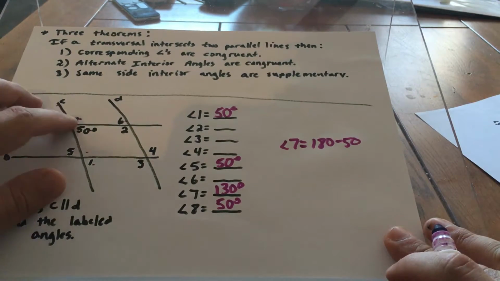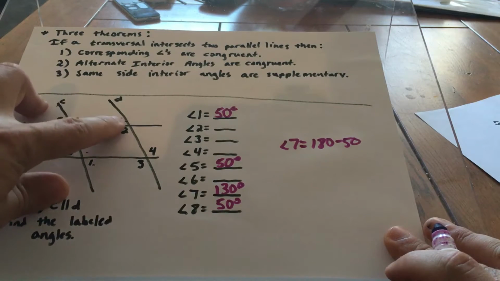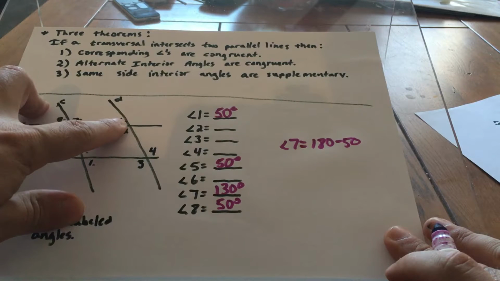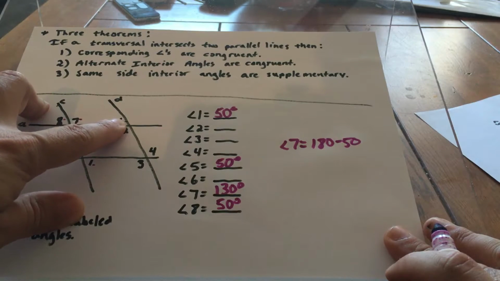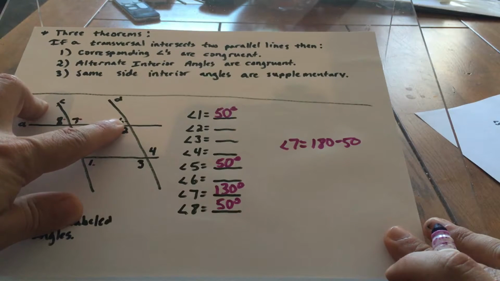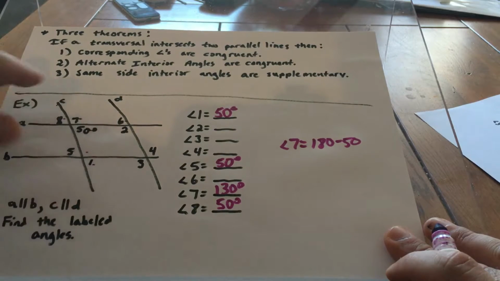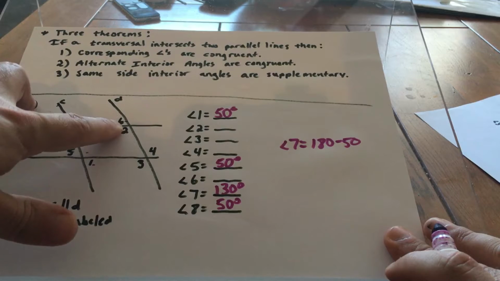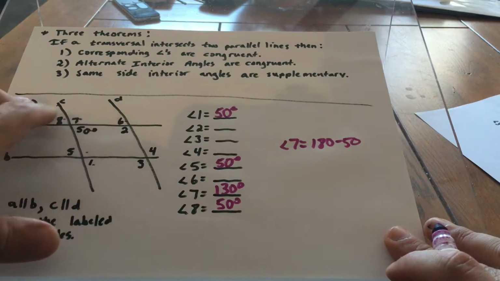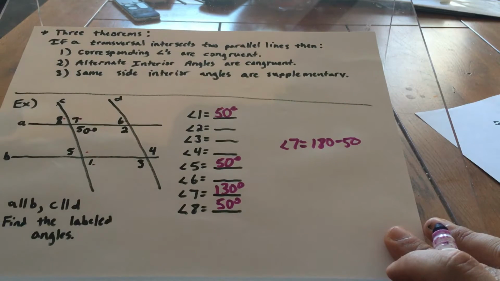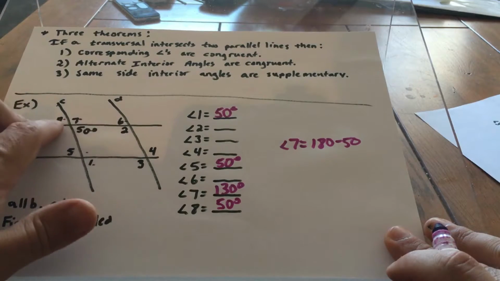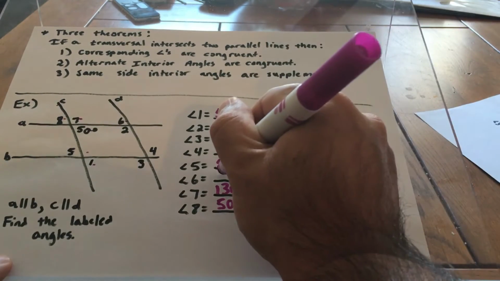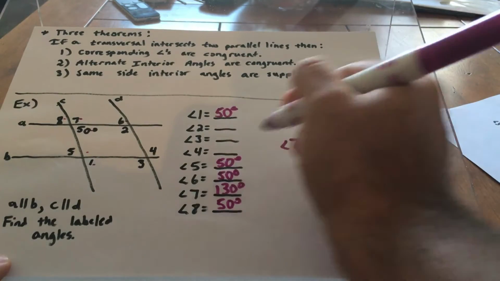We can use that then to figure out angle 6. All right. Angle 7 and angle 6 are same side interior angles. So they are also supplementary. You can also see that angle 8 and angle 6 are corresponding angles. All right. So you can see these angles in a couple of different ways. So angle 6 is going to be equal to angle 8, which we said is 50 degrees. So angle 6 is going to be 50 degrees.